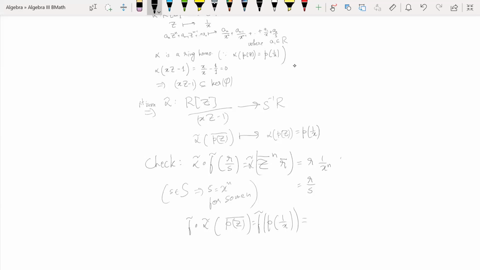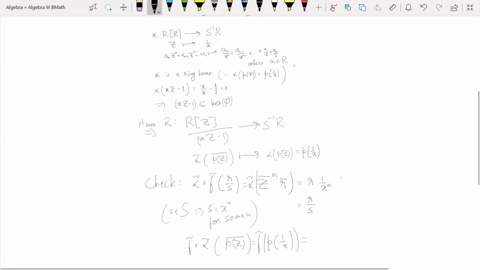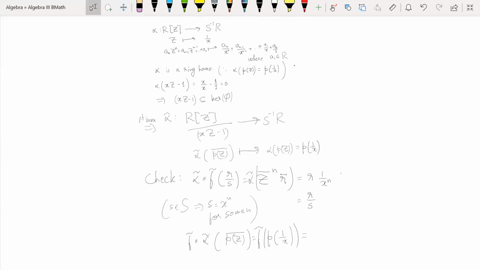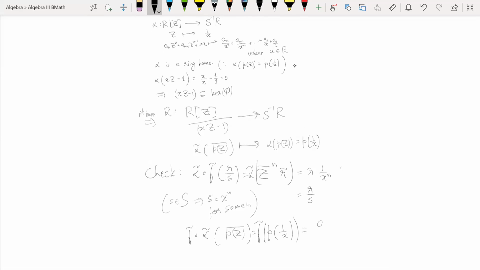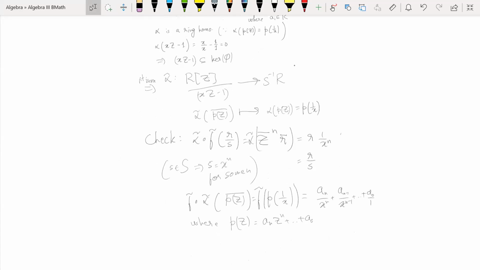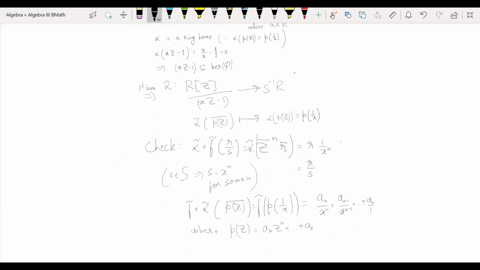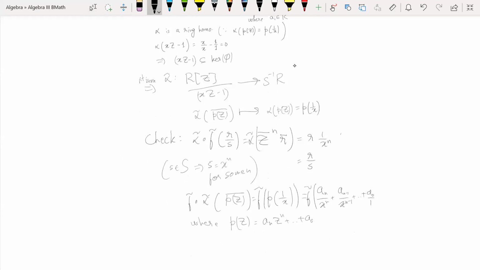So p is some polynomial. We'll take this as a representative polynomial, p(z) equals a n z power n plus a n minus 1 z power n minus 1 and so on, up to a0. So if p(z) is of this form, then p of 1 over x is a n over x power n plus a n minus 1 over x power n minus 1 plus and so on, up to a0 over 1. I still have to apply f tilde.